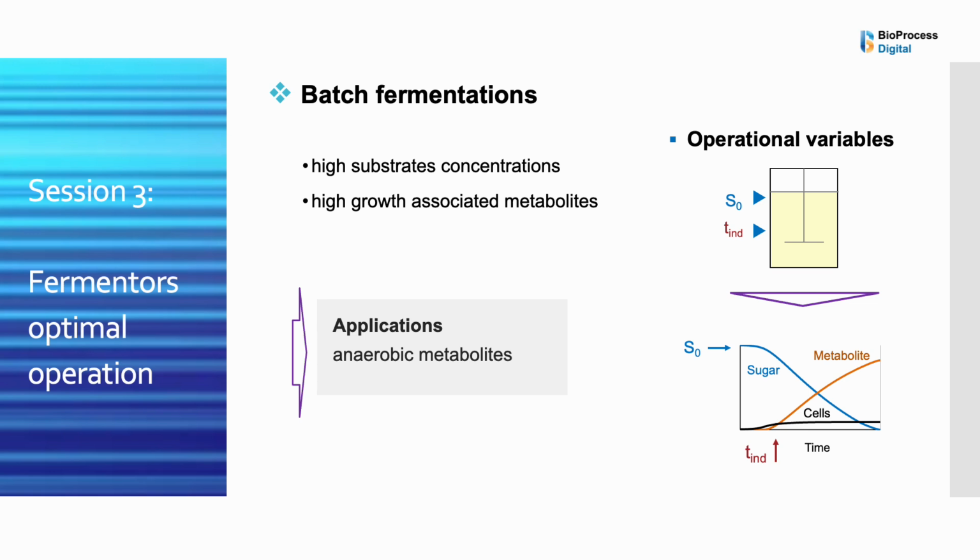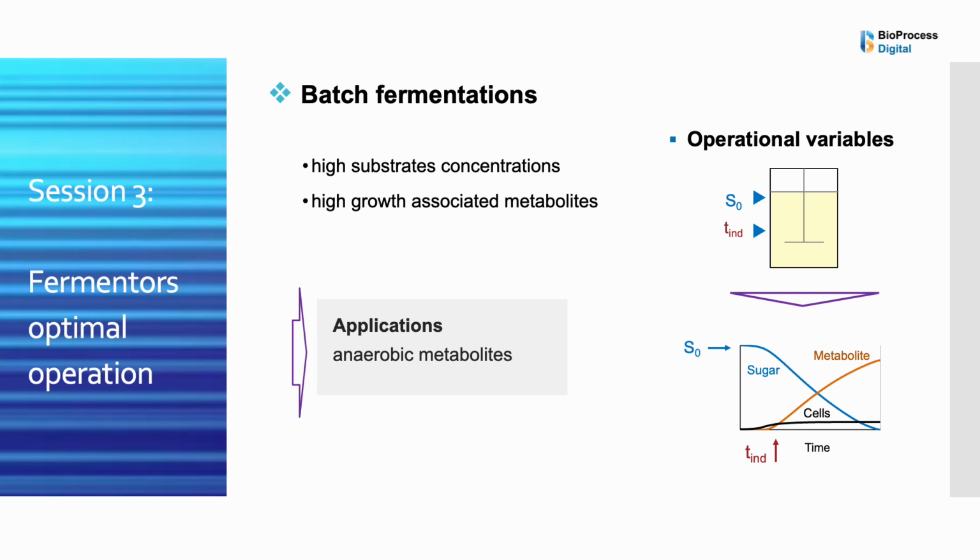Session 3 begins with a focus on batch fermentations. It reviews the fundamental principles and kinetics of batch processes, highlighting both their advantages and limitations, particularly the challenges associated with high substrate concentrations, which can lead to the accumulation of inhibitory metabolites.